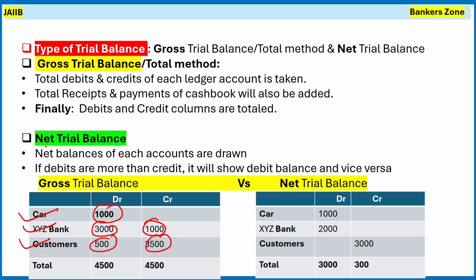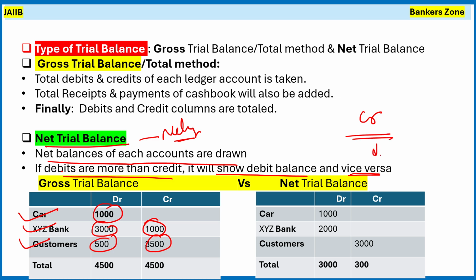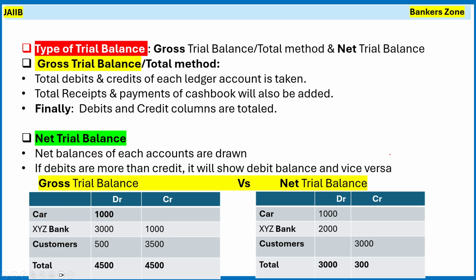Now, in case of net trial balance, see, net means we are doing the netting. In the net balance of each account that is drawn, if debits are more than credits, it will show the debit balance, and vice versa. If credits are more, it will show only the credit balance, right? So see here, with an example you will get a better idea.